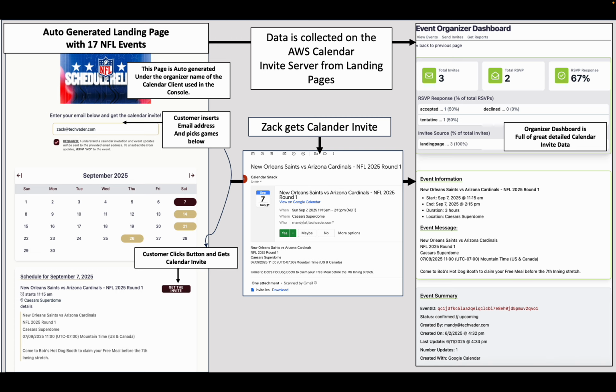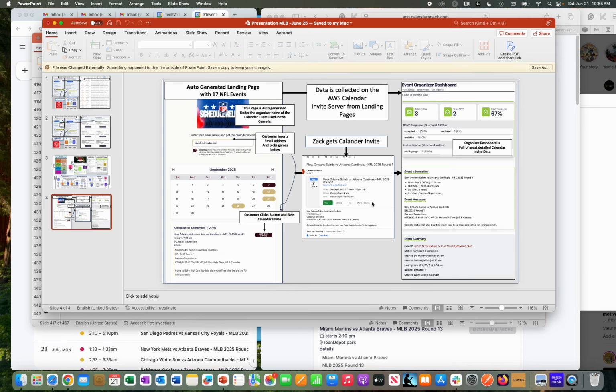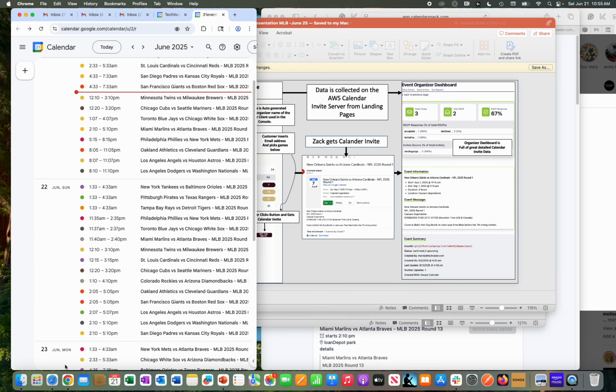And the good stuff we get to is a generated landing page with all this data on it. Somebody can actually put their email address at the top, click one button, and get a calendar invite, which we track. So that's the end of that. Let's get into the live demo, back to how this works.